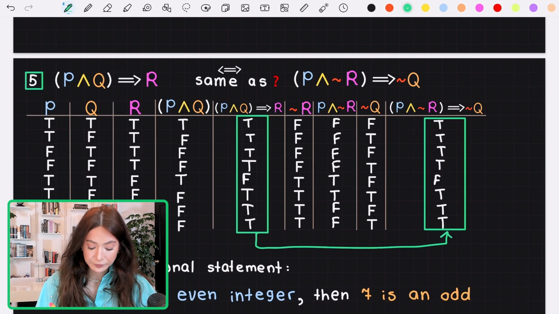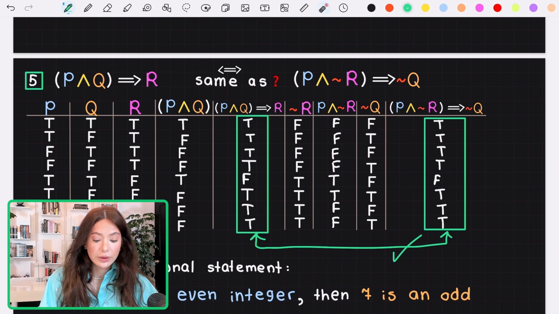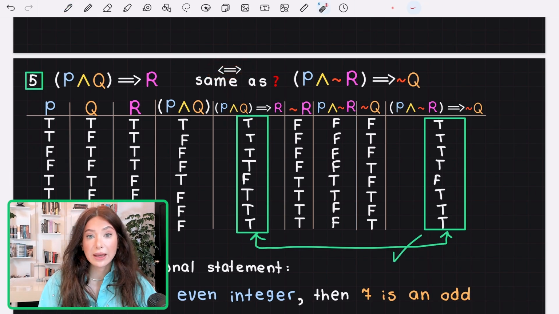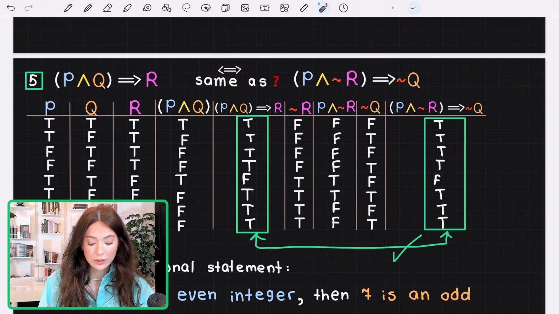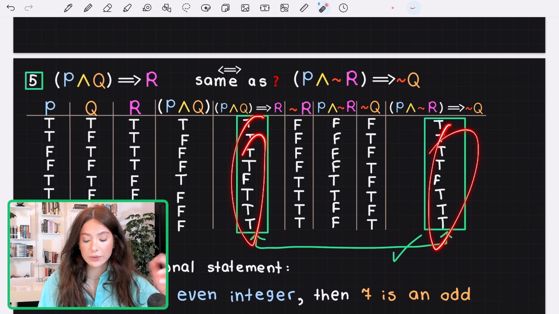And also, notice that I have the if and only if arrow symbol here, the double-sided arrow. That is a mathematical symbol for 'same as,' also known as logical equivalence. Logical equivalence means the same truth values.